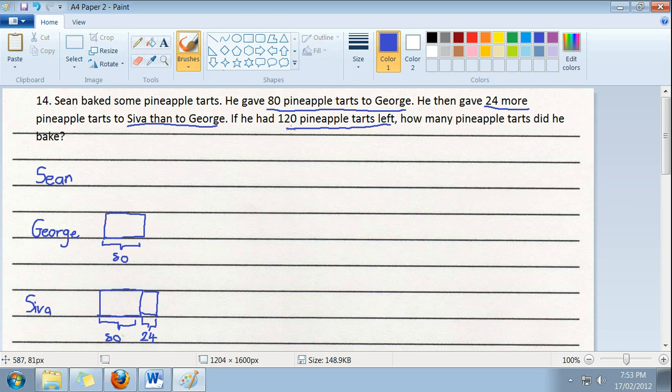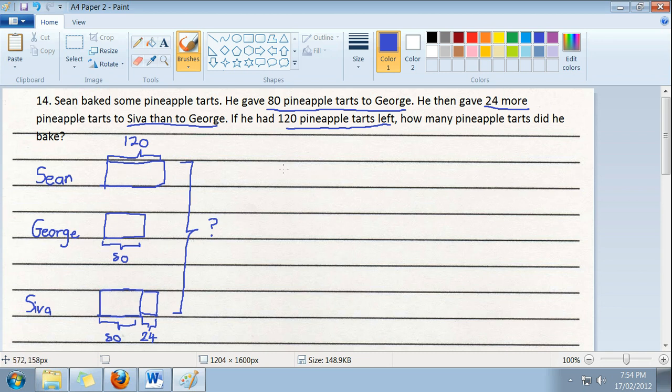Now it says if he had 120 pineapple tarts left, how many pineapple tarts did he bake? This bar is longer than these two because obviously 120 is bigger than 80, okay? So this is how many pineapple tarts Sean had left once he gave some to George and Siva. Now the question is asking how many did he bake, and we can find that by adding what Sean had left, George's pineapple tarts and Siva's pineapple tarts. Okay, and this will give us the total.